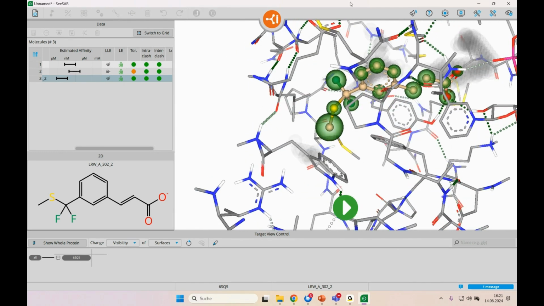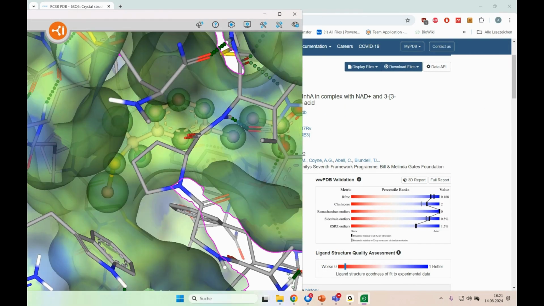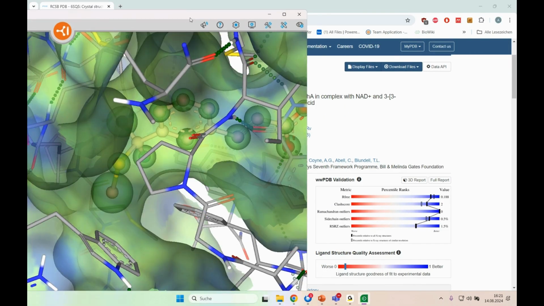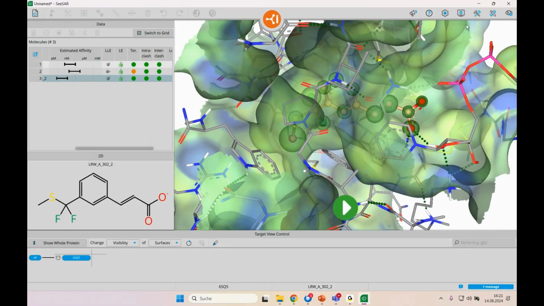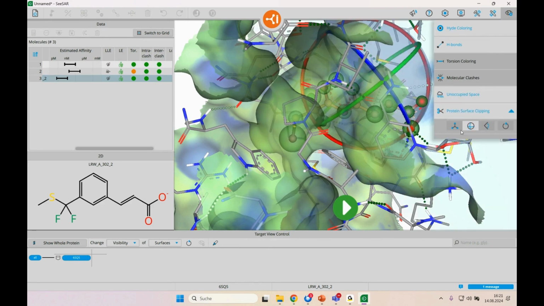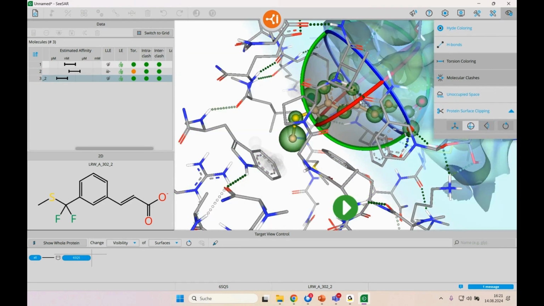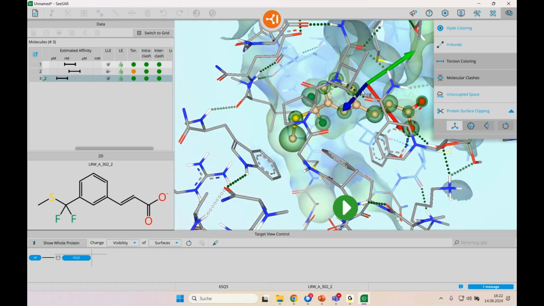Absolutely. So maybe I will just turn on the surface once again so we have a better feeling for the binding site and the complementarity here. Let's do it like this.